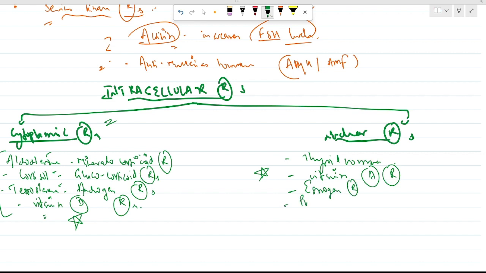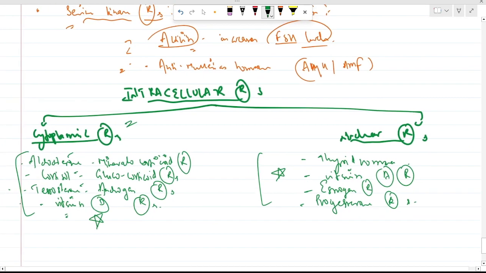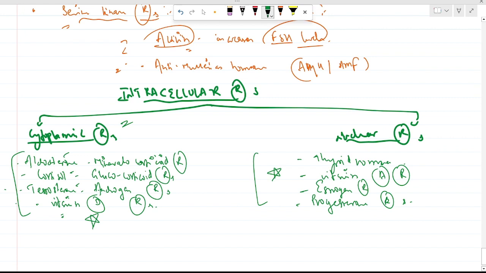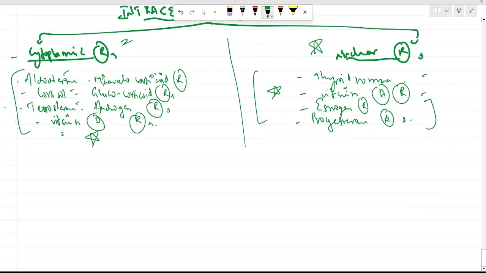The fourth one is the progesterone receptor. So although these hormones cross the cell membrane easily, they do not act on the same type of receptors. Aldosterone, cortisol, testosterone, and vitamin D act through cytoplasmic receptors, and the thyroid hormones and vitamin A act through nuclear receptors. The two female hormones, estrogen and progesterone, also act through nuclear receptors. Remember these two types of intracellular receptors.